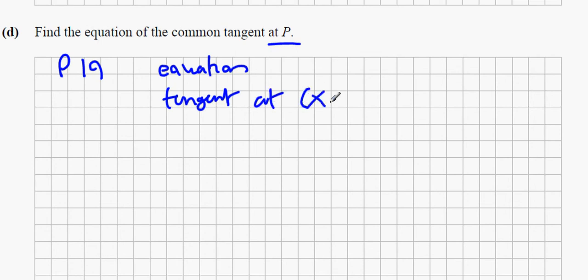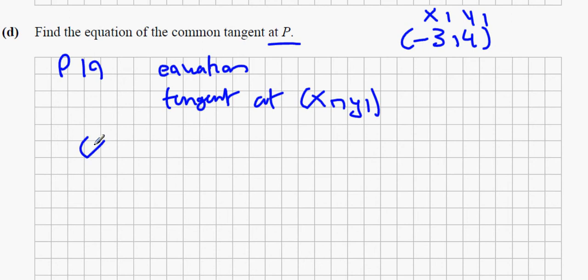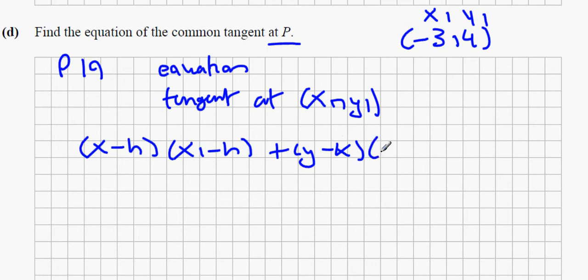Now x1, y1 is the point it goes through, and we know that this is point P, so P is minus 3, 4. So this is x1, y1, that's the point it goes through. Okay, and it will read this, it will say (x minus h)(x1 minus h) plus (y minus k)(y1 minus k) equals r squared.